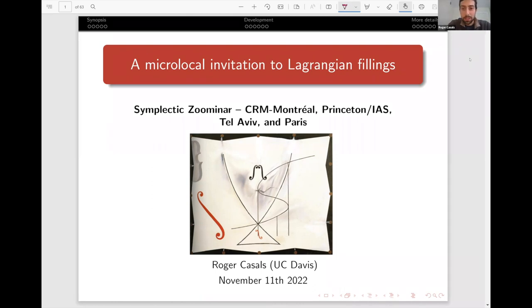So this is, as the title suggests, maybe tries to be a welcoming introduction to understanding Lagrangian fillings and Legendrian knots through the lens of sheaves, and in particular the microlocal theory of sheaves. I'll try to do my best to be correct, but also give some clear ideas of what's going on. But just stop me at any time if you want any further details or clarifications, whether you are an expert or just somebody who's never seen these at all.